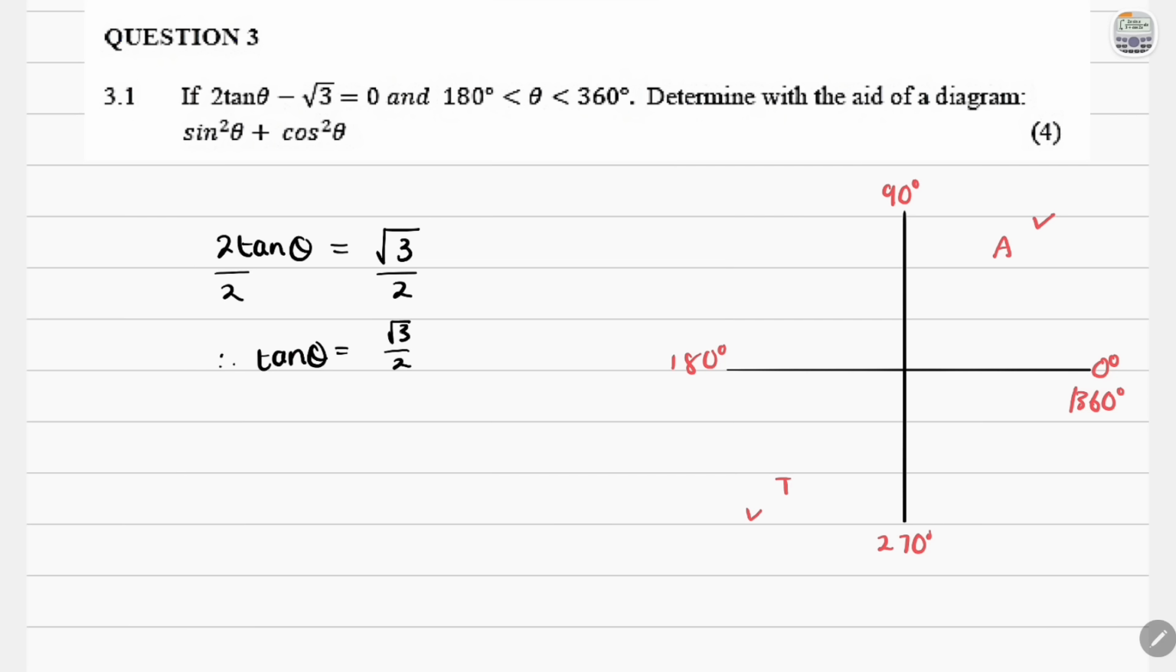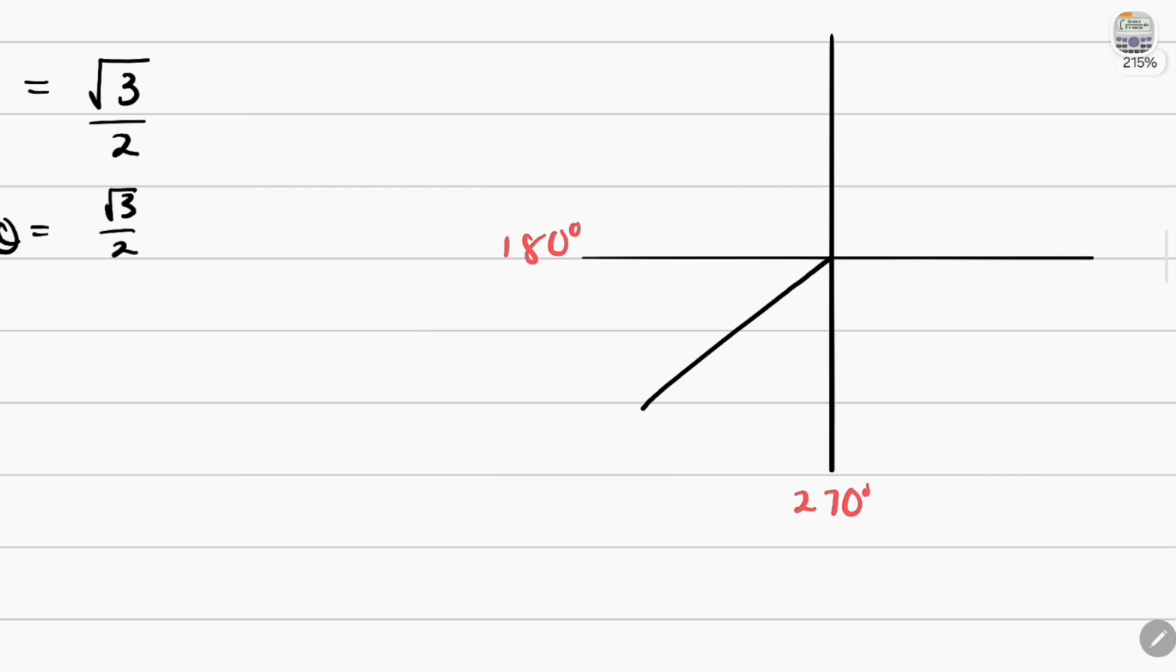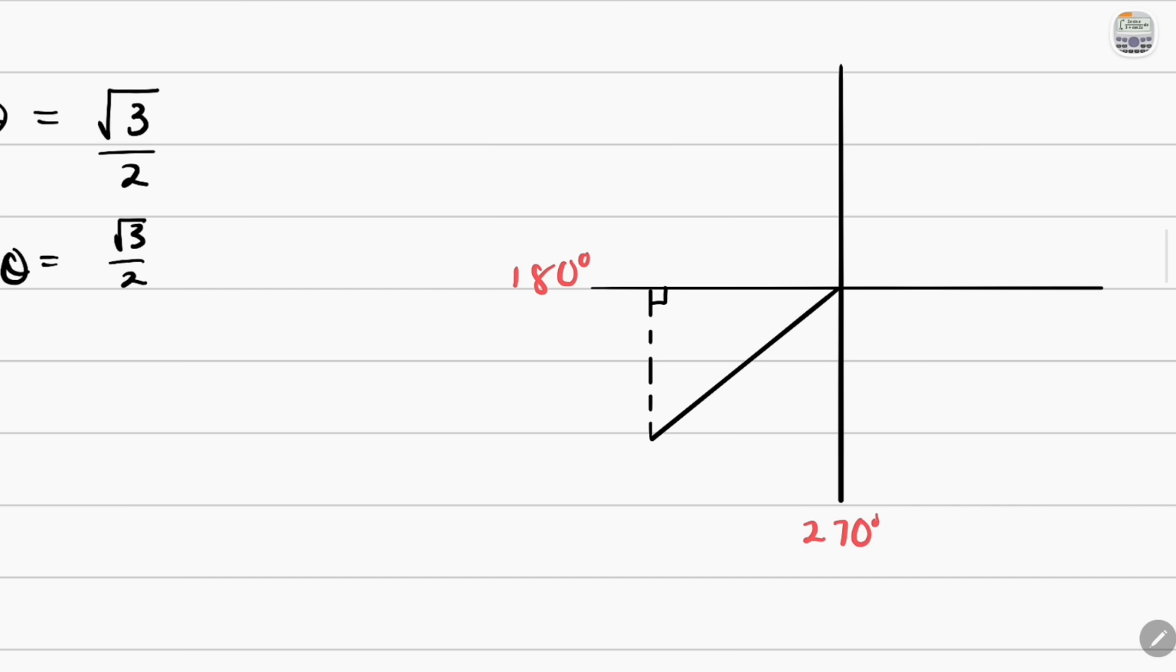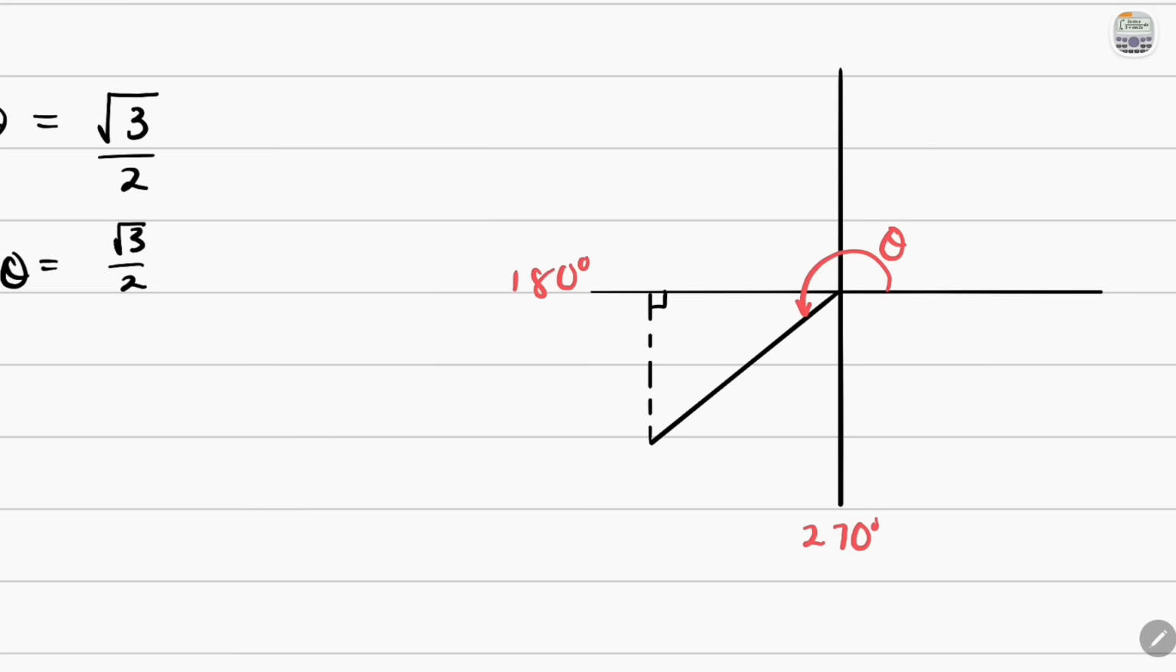And so we know that theta is greater than 180 degrees but less than 360 degrees. So it's between quadrant number 3 and 4. But you can see that the quadrant that meets both requirements is quadrant number 3. Okay, tan is positive and it's also between those values. Okay, so we can draw a terminal arm and then a line up to the x-axis, perpendicular to the x-axis. Okay, and so this is theta. We measure from 0 degrees all the way to there. That is the size of theta.